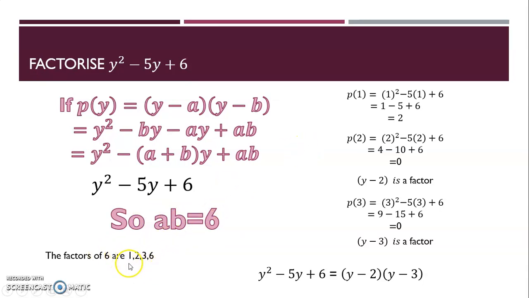For checking 1 into 6, if a is 1, that is, if y minus 1 is a factor, then p of 1 must be equal to 0. But we know that p of 1 has the value 2, so y minus 1 is not a factor. Then we substituted 2 and 3, and we got that y minus 2 is a factor and y minus 3 is a factor. So these are the two factors of the polynomial.